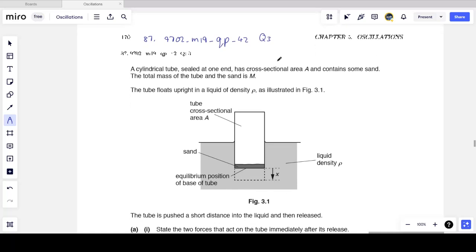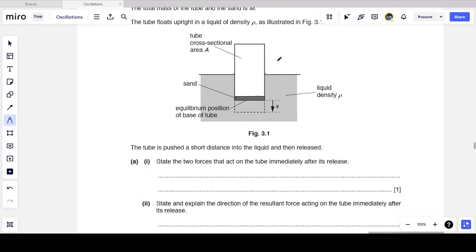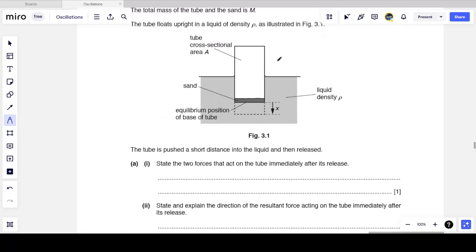So we are told that a cylindrical tube sealed at one end has cross-sectional area A and contains some sand. The total mass of the tube and the sand is m. The tube floats upright in a liquid of density ρ, as shown. The tube is pushed a short distance into the liquid and then released, and we are told to state two forces that act on the tube immediately after it's released. So what we'll find is that this tube will undergo simple harmonic motion.